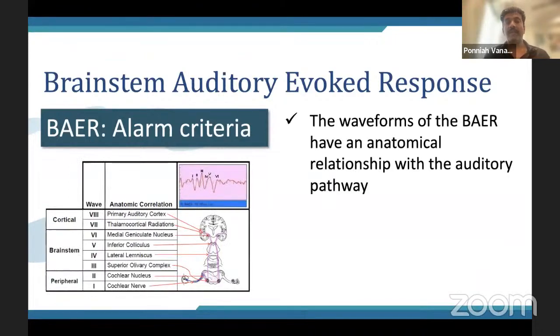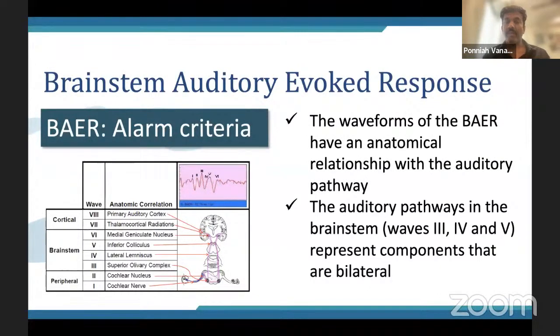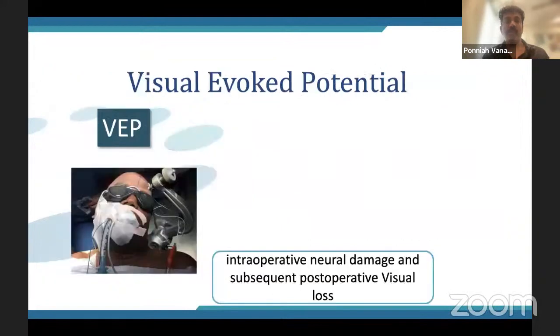So the alarm criteria, when it is activated, the waveforms have an anatomical relationship with the auditory pathway, and the auditory pathways in the brainstem represent components that are bilateral. So if you're operating on one side, it doesn't mean that you should monitor only the right side. You should monitor both sides.